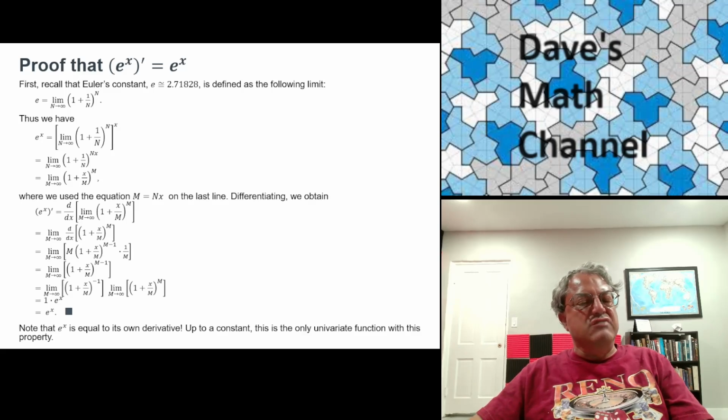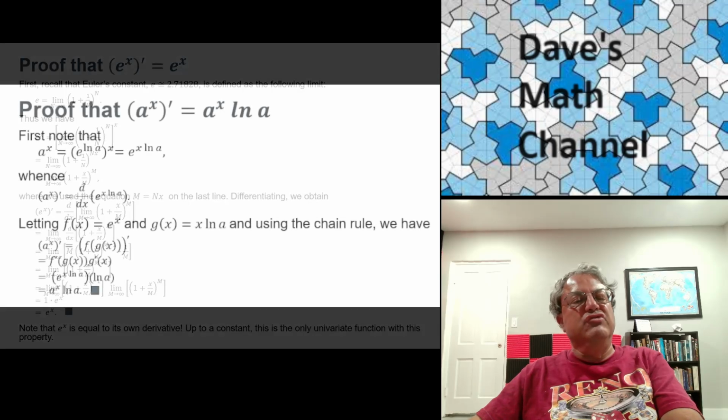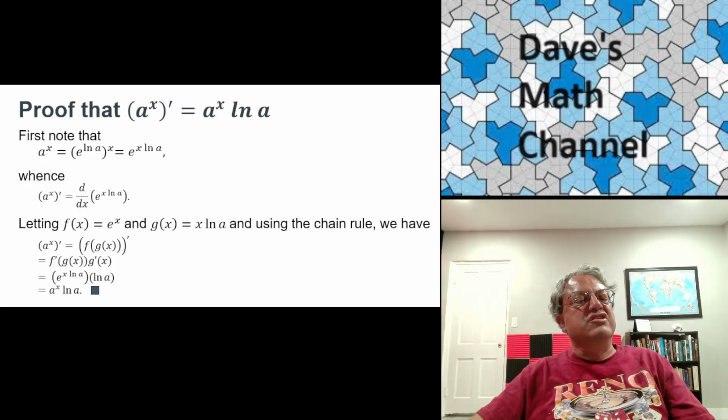There are a lot of times in math where there are different ways to arrive at the same results. So I just decided to do it a little differently, I guess. And then once we have this result, it's pretty easy to prove that the derivative of a to the x is a to the x times the natural logarithm of a. How do we prove that?